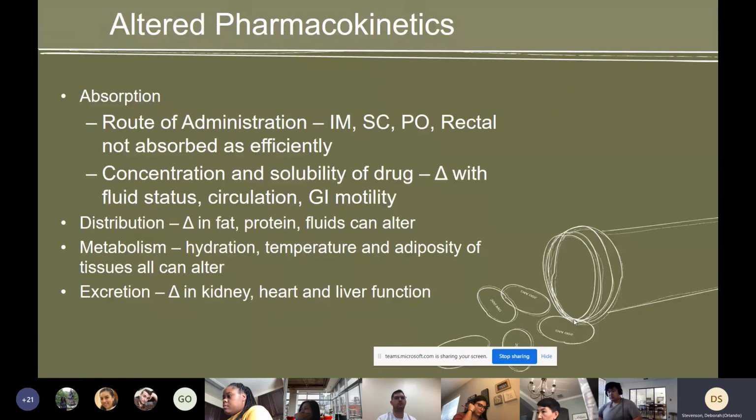As far as the pharmacokinetics, we do know that in the older population, rectal is not absorbed as efficiently. We know that PO is usually the best that we can do for our patients, and it's better to do that. We know that circulation changes in our patients. The cardio system, GI motility will slow down a bit. We also know that there's a decrease in hydrochloric acid. So all of those things are going to affect how the patient absorbs and manages that medication.